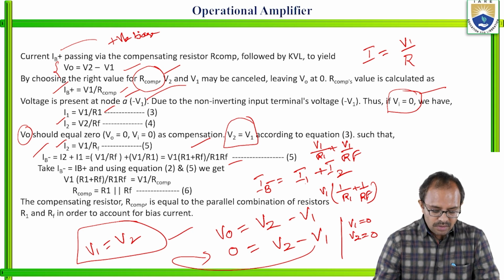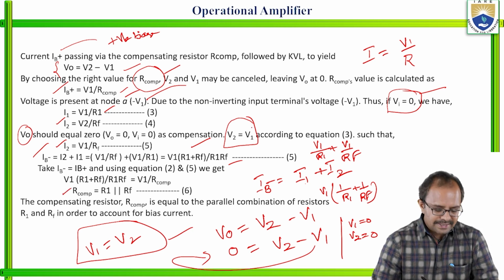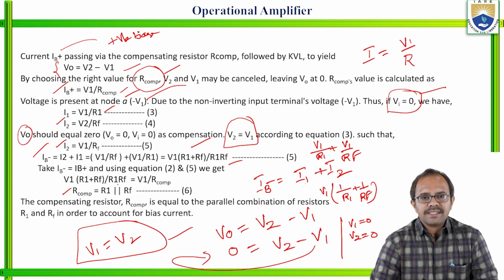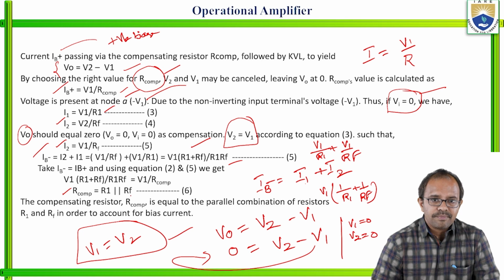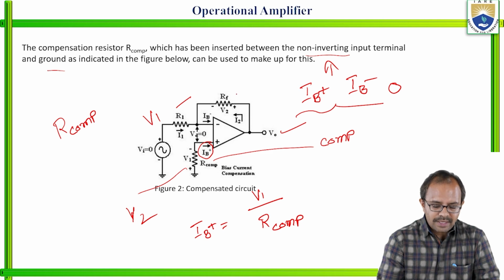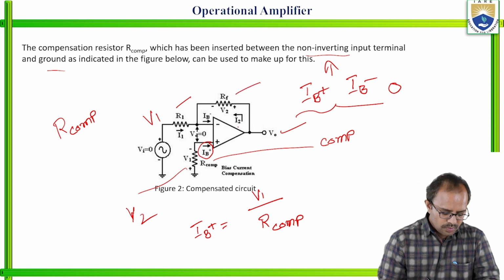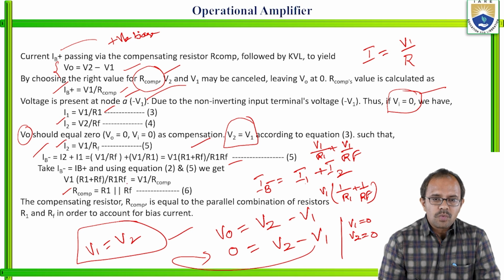And from this, one can define the expression for the compensating resistance. This is a design value. Compensating resistance is a design value: how much resistance I need to insert, how much I need to consider for the compensating resistance. This is given by the parallel combination of the two resistors. What are the two resistors? The R1 as well as the feedback resistance RF. So the compensating resistance is given by R1 parallel to RF. How are we getting this?